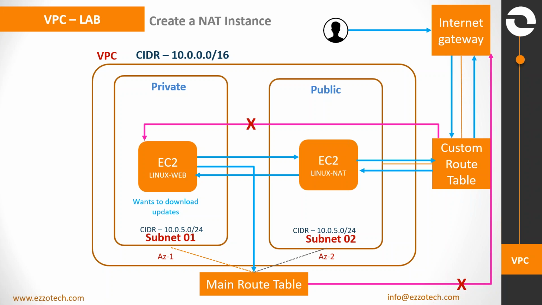Once the internet sends the response back to the EC2 instance Linux NAT, the EC2 instance Linux NAT again translates back from the public IP address to the private IP address of EC2 Linux web, and it passes the packets to the private EC2 instance. So this is how the NAT works conceptually.